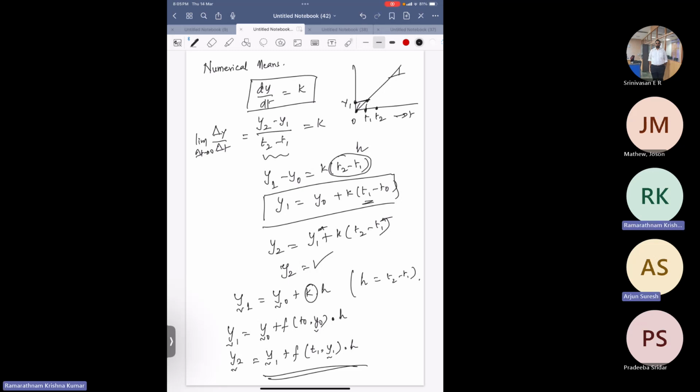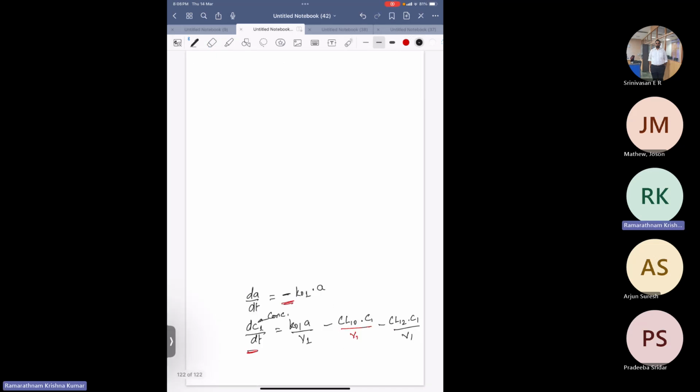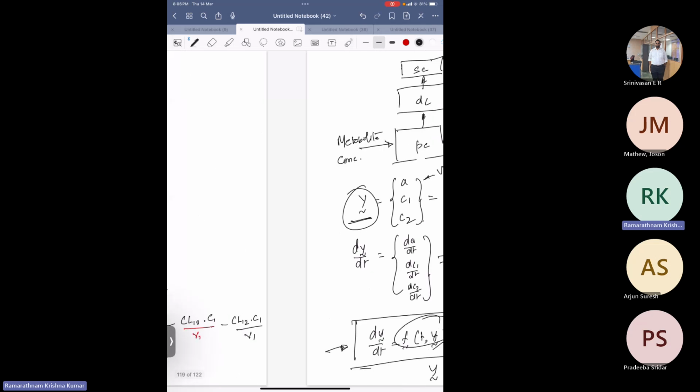Is that clear? Yes. So t1 is what? T naught plus h, actually. That's this equation. So now I've got y2. From y2, I can go to the next step, y3, and I can keep going: y1, y2, y3, and so on. Clear? Yes, sir. I'm not going to rub this out anyway, so you can keep going like that.